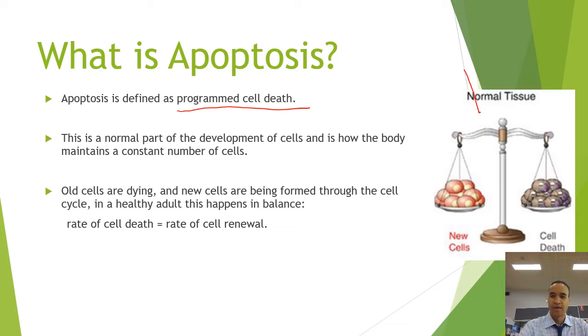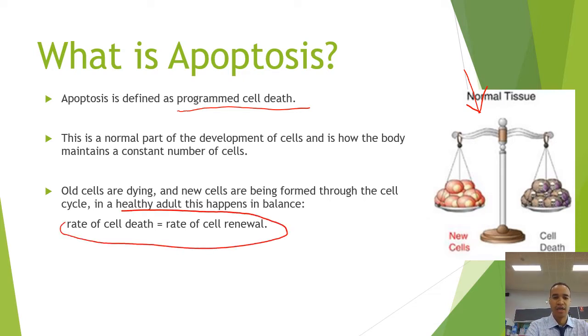Now, this is how the body maintains a constant number of cells. If you have a look at this picture to the right, you can see that we've got scales and a balance. The number of old cells that are dying off is the same as the number of new cells that are being created through the cell cycle. In a healthy adult, this is what we would expect to be happening. So it's a really key point that apoptosis helps us keep the rate of cell death equal to the rate of cell renewal.